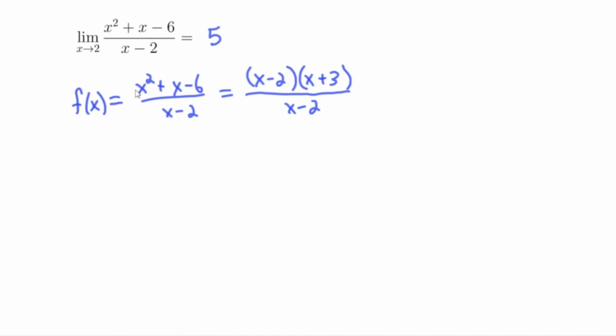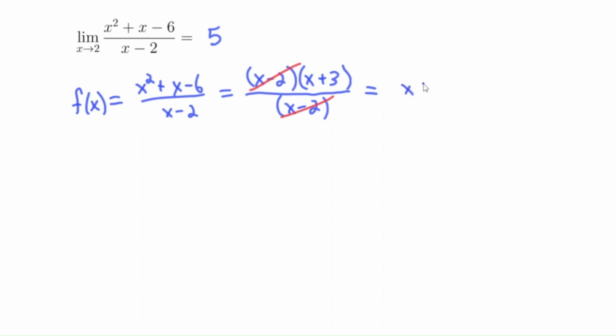X times x gives you the x squared. You have a minus 2x by multiplying these inside two terms. You have a plus 3x from the outside two terms. So that minus 2x plus 3x becomes a plus 1x. And minus 2 times plus 3 ends up giving you the minus 6. So if you FOIL this out, you get this. Well, notice that we have an x minus 2 factor occurring in both the numerator and the denominator. So what we can do is cancel that factor.